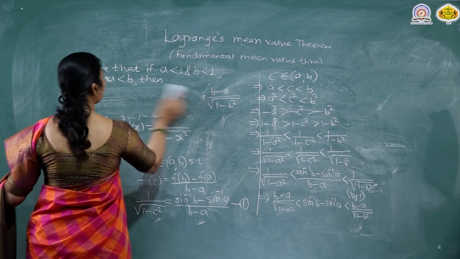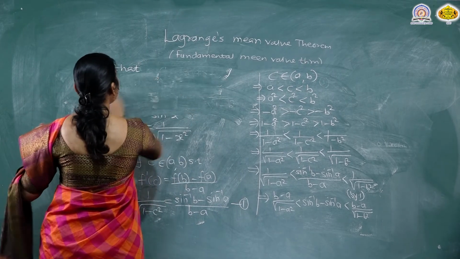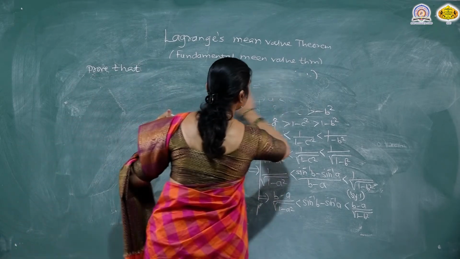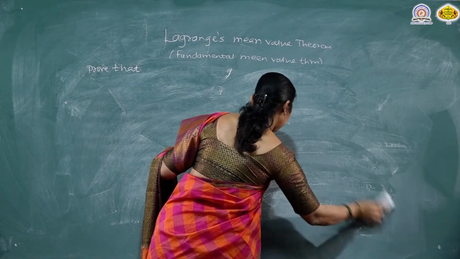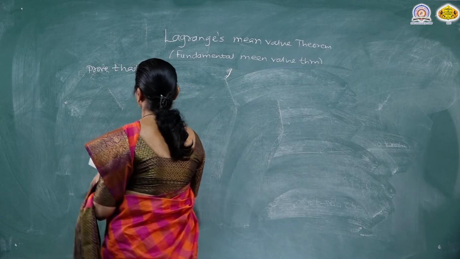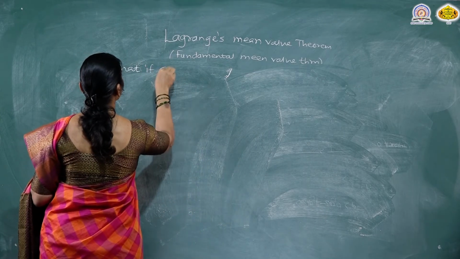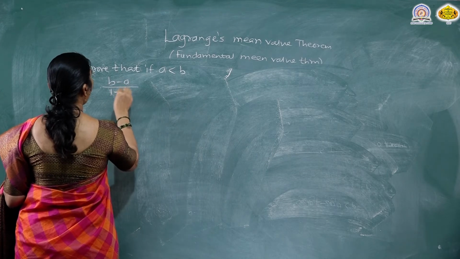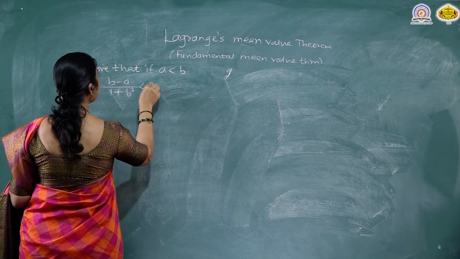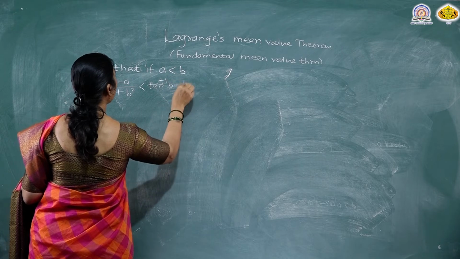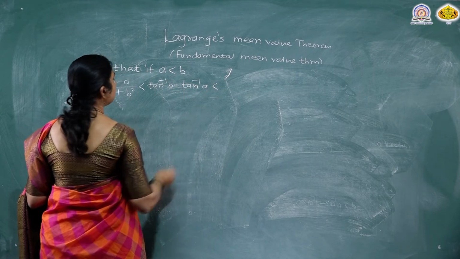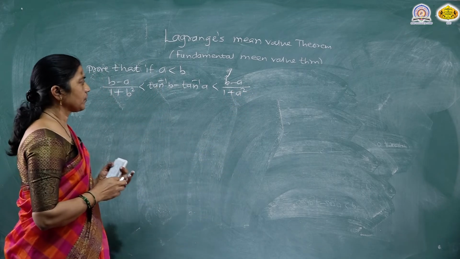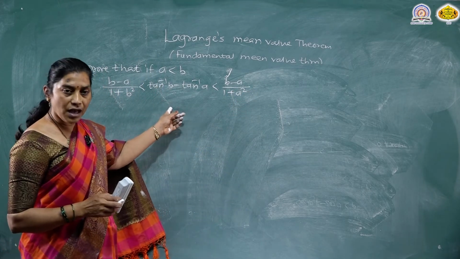A similar example is there. If a is less than b, we want to prove that (b minus a) upon (1 plus b square) is less than tan inverse b minus tan inverse a, which is less than (b minus a) upon (1 plus a square). So it is similar to the last example.